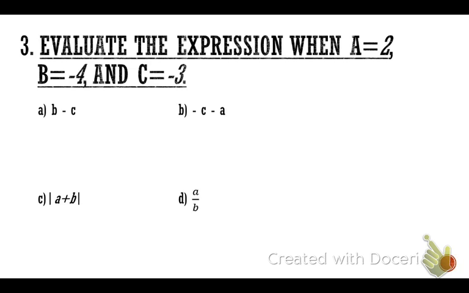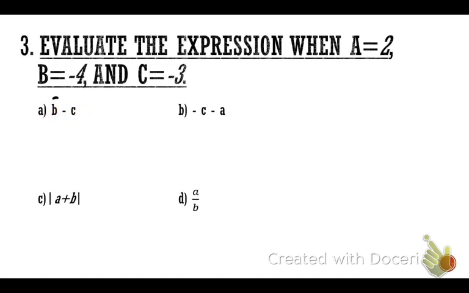All right, let's move on. This says evaluate the expression when A equals 2, B equals negative 4, and C equals negative 3. Now, evaluate just means to solve. So we're trying to solve the problem. As you can see down here, there are letters. A lot of times we don't like to have letters in math, so we're going to get rid of those letters by plugging some numbers in. Repeat after me: plug it in, plug it in.